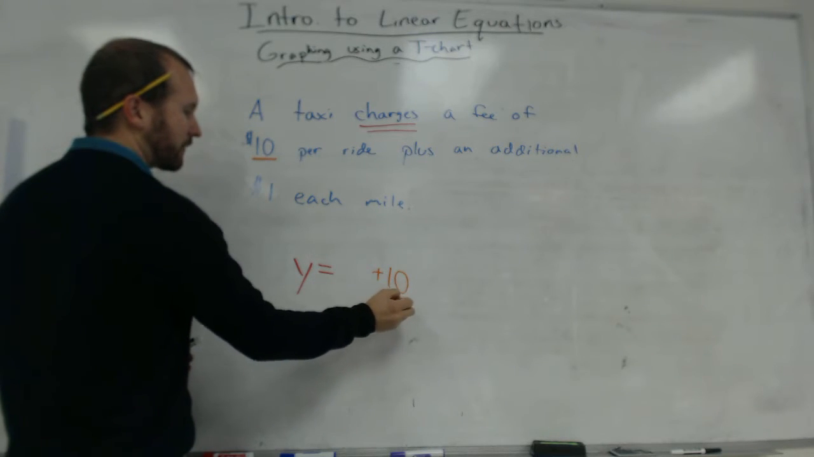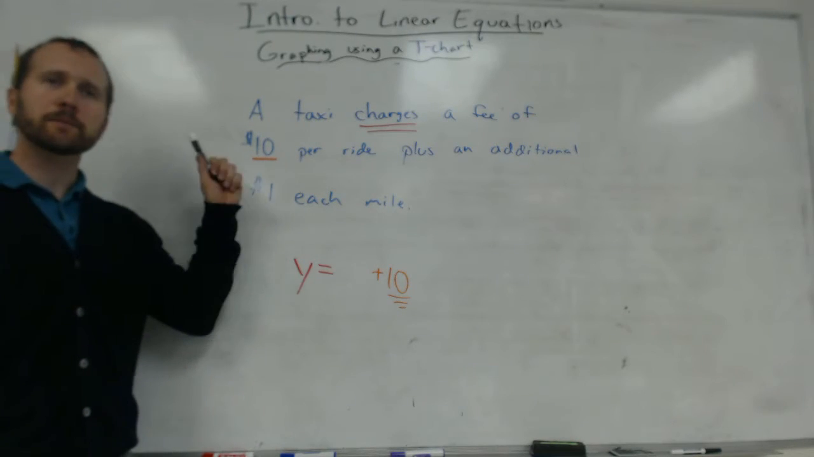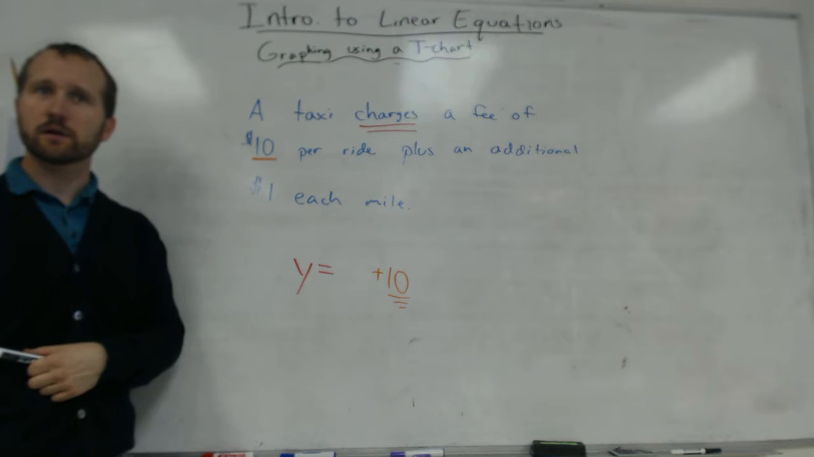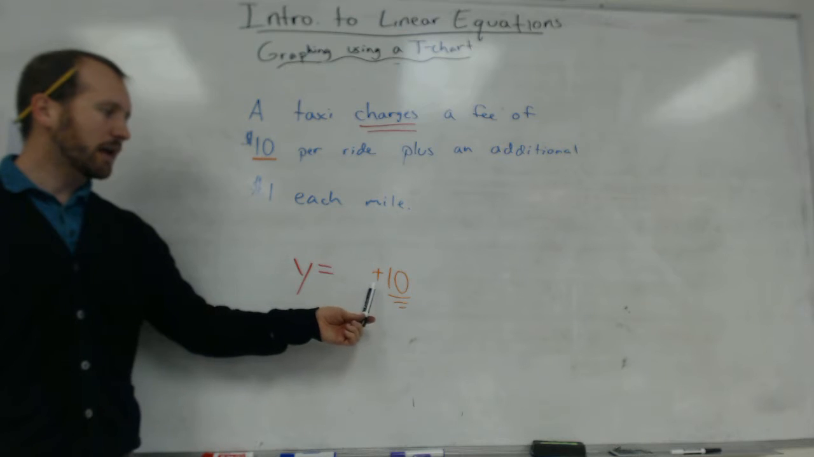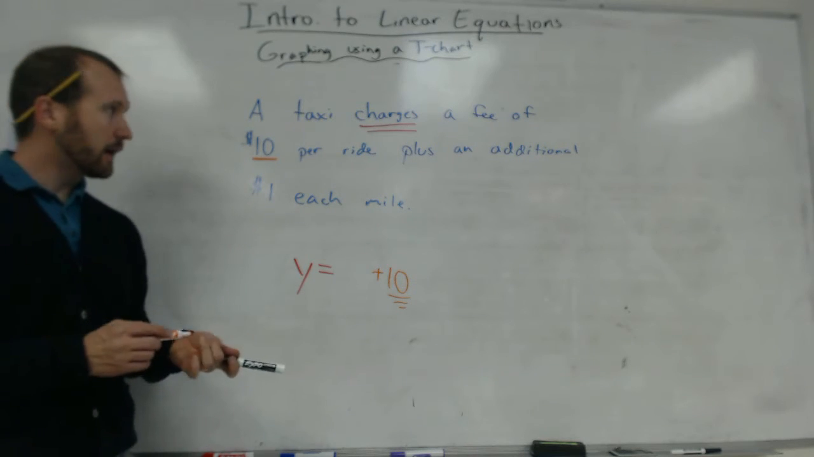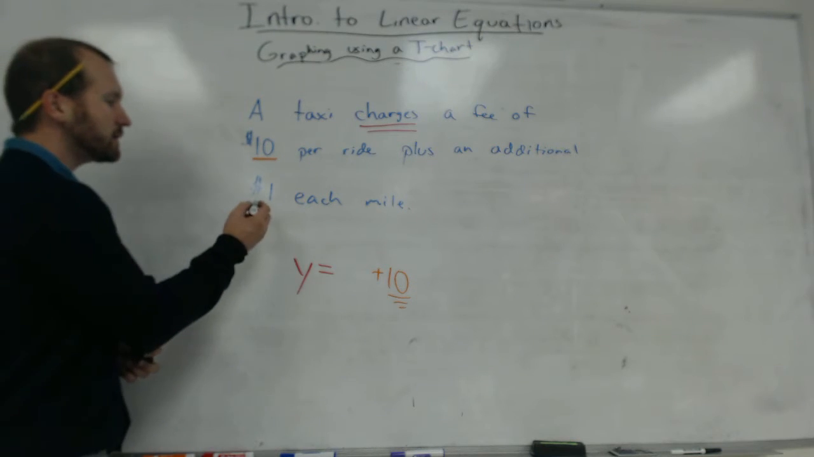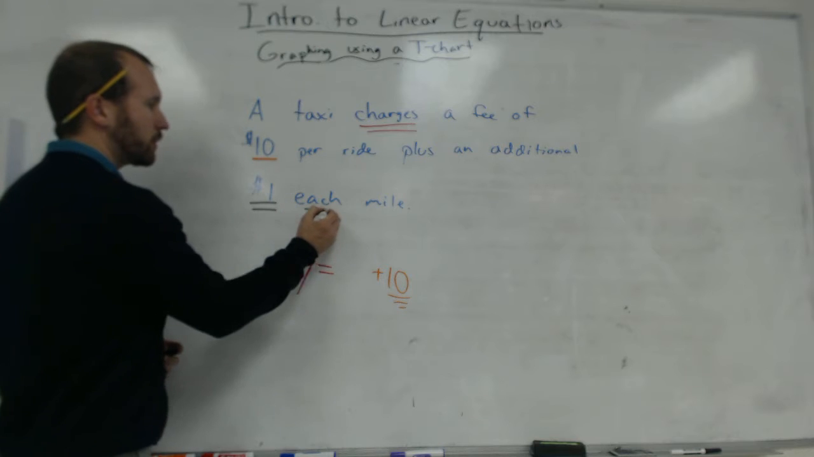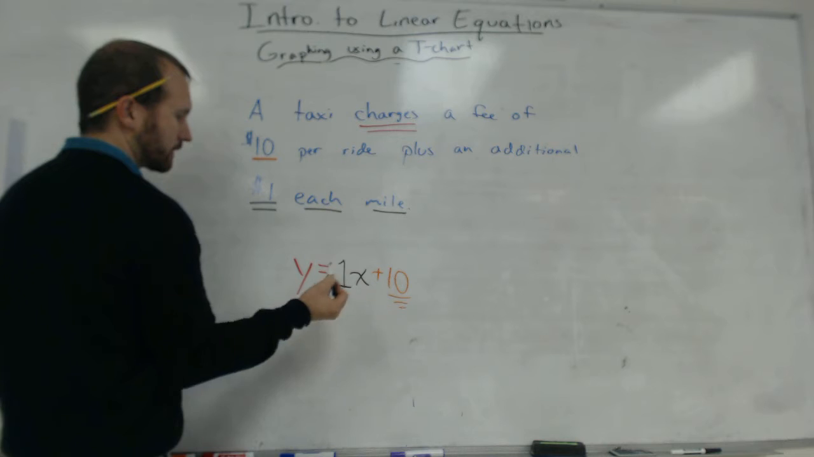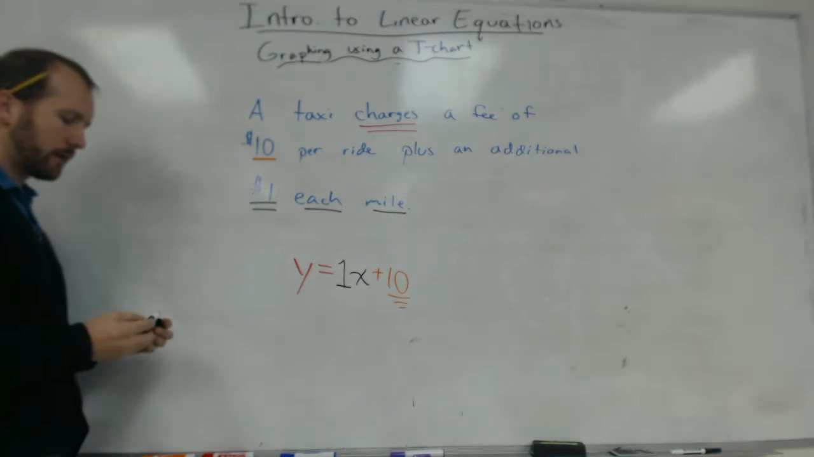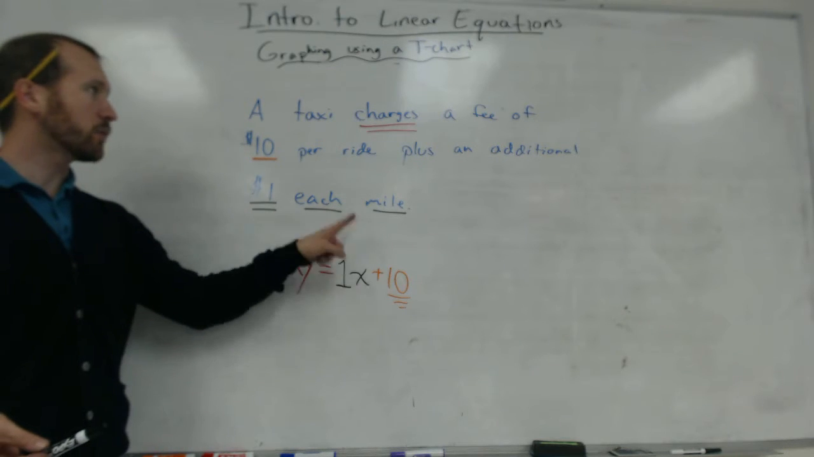This is like the flat fee because it doesn't depend on anything. No matter what, you get in that taxi cab and you're going to pay $10. There's no variable attached to it. It's always 10. And because of the way we've been graphing these, I like to write that at the end. But then they also charge $1 per mile. So I could write that as 1x. So the total charge is $1 times x plus 10.